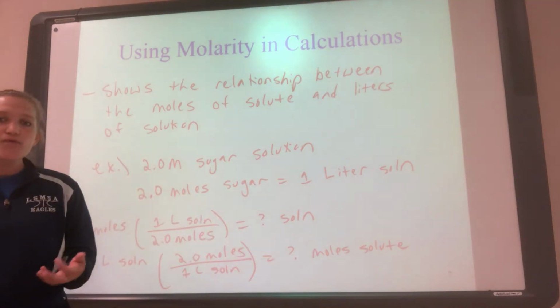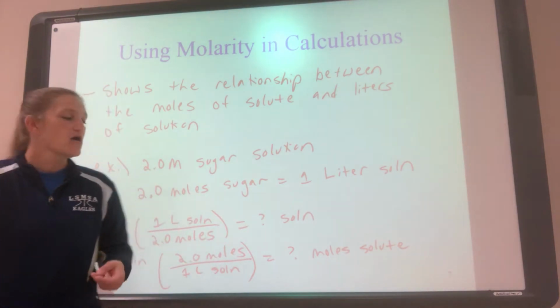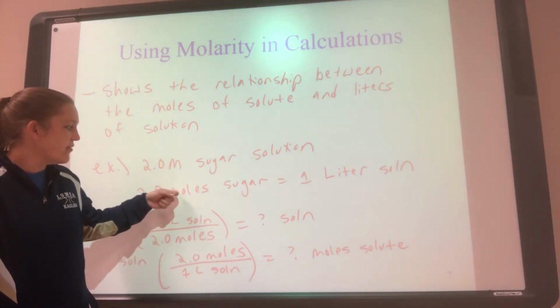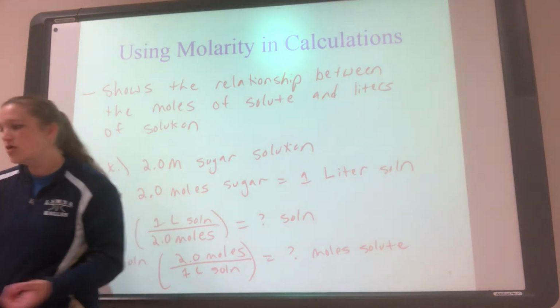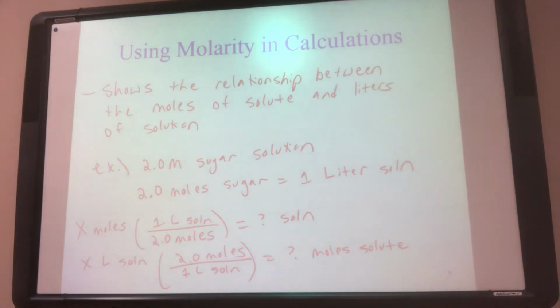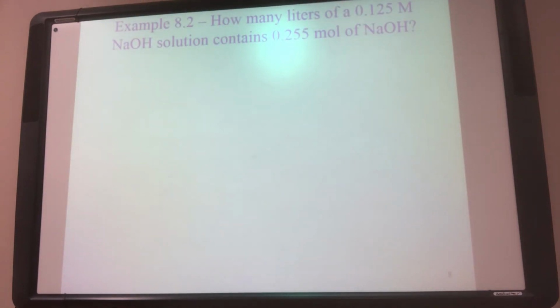So before we had something that went from mass to volume using density, but now molarity helps me because it relates moles to liters. So it gives me a little bit more specification. All right, so let's look at a problem. This problem says: how many liters of a 0.125 molar NaOH solution contains 0.255 moles of NaOH?